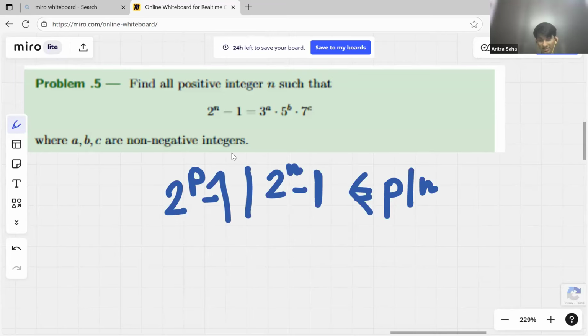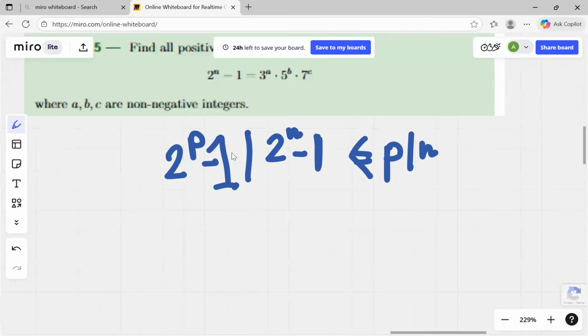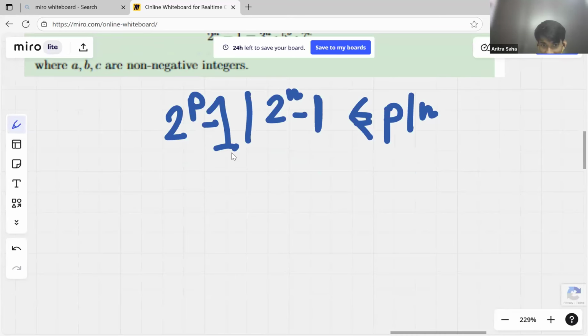Does everybody see why this is true? If you have a prime number dividing n, can anybody explain why this is true? We can write n is equal to pk, and then 2 to the n minus 1 is just 2 to the p whole to the k minus 1. This is of the form a to the k minus 1. Exactly.